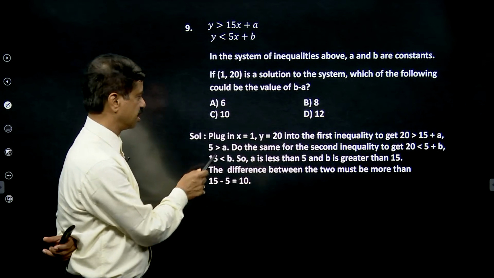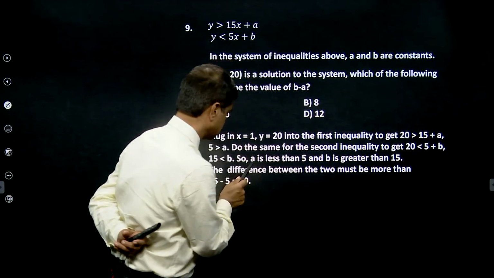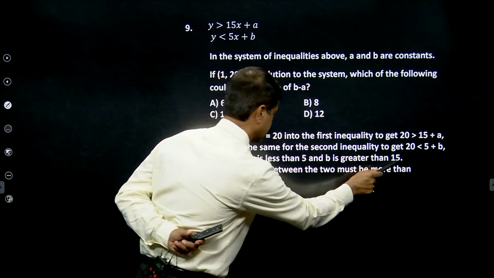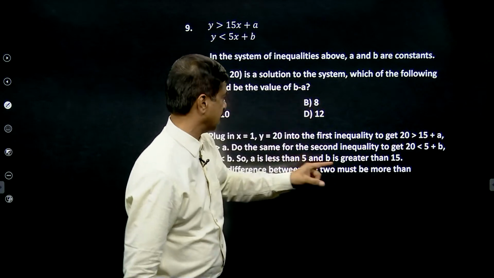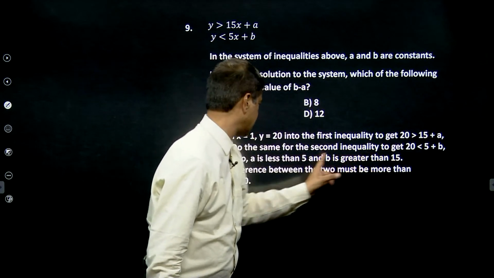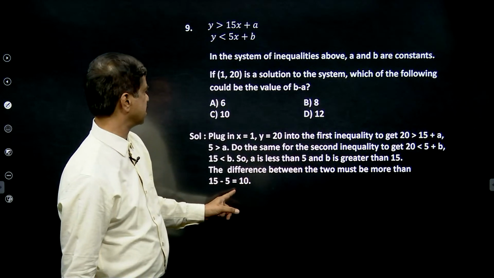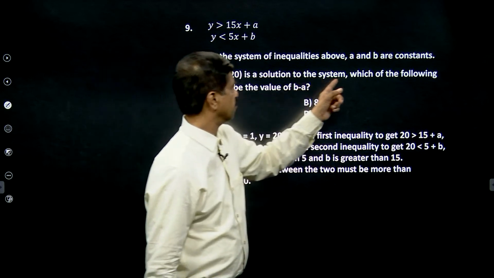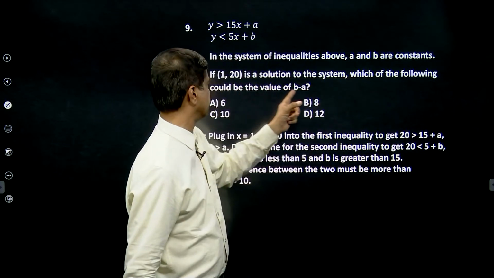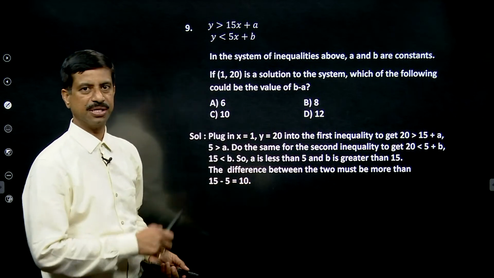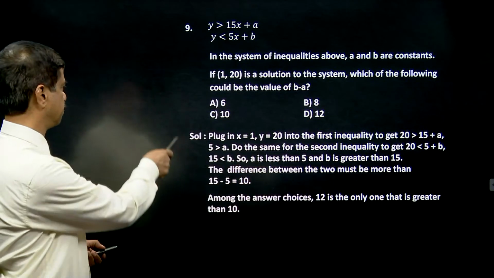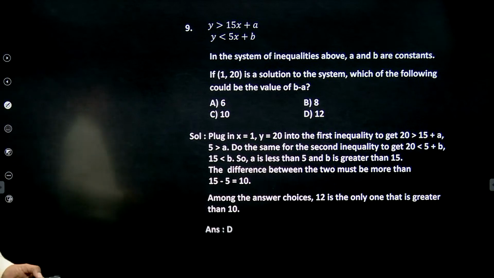Children, followed? So, that is what you need to look at. a is less than 5 and b is greater than 15. The difference between b and a: b minus a, 15 minus 5, 10. So, which of the following could be the value of b minus a? We got 10, so option C satisfies.